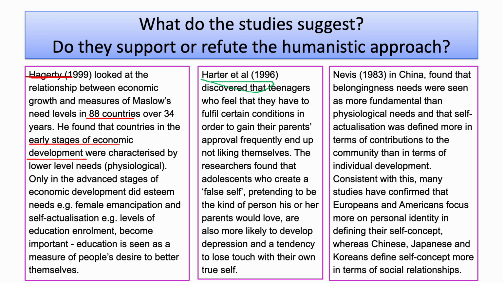And then finally, the study by Nevis is also cultural bias, because it's that Western ideal to be individualistic, because in China, belongingness needs are actually more important than physiological needs and self-actualization. So it is about the group rather than the individual. Whereas Europeans and Americans, that Western culture, it's all about an individual. But Chinese, Japanese and Koreans define self-concept in terms of social relationships and connection with others. So this is another weakness in terms of cultural bias.